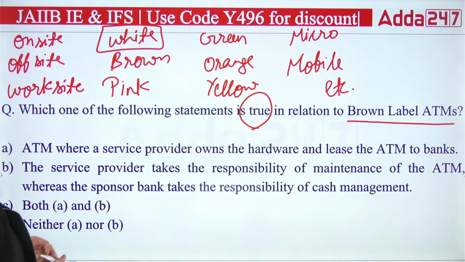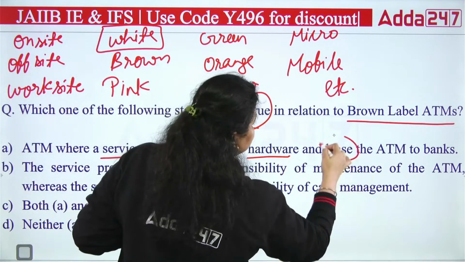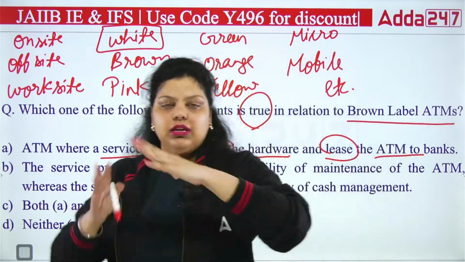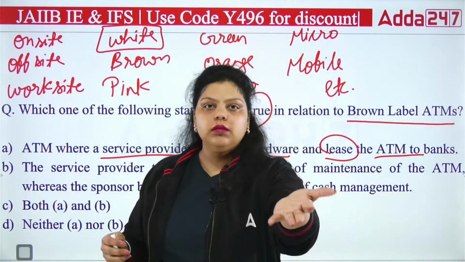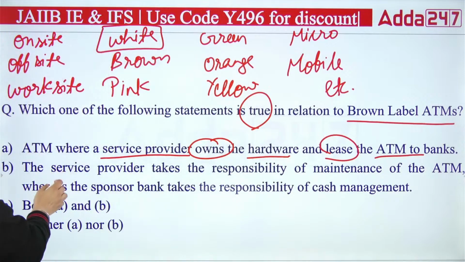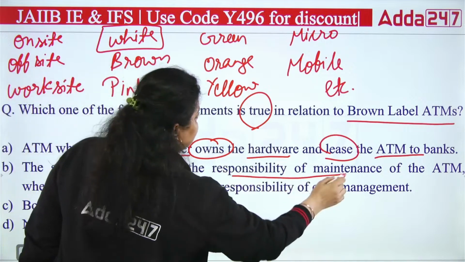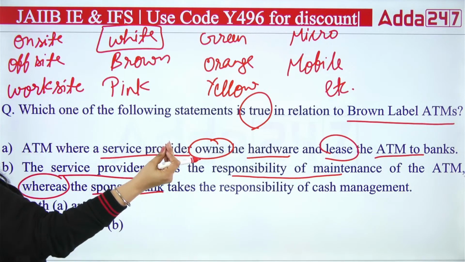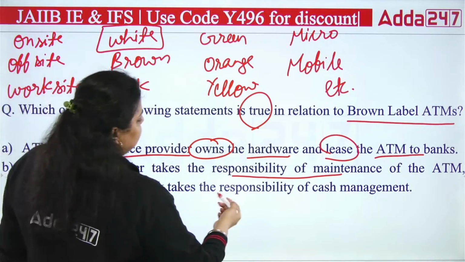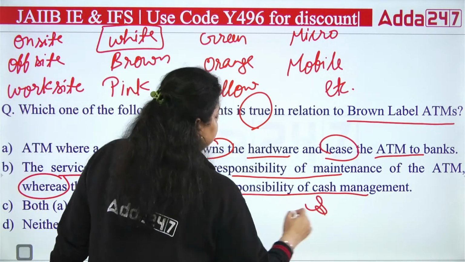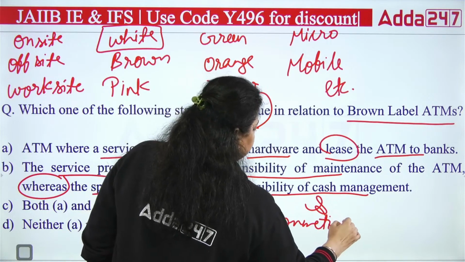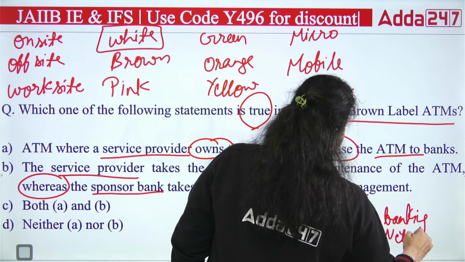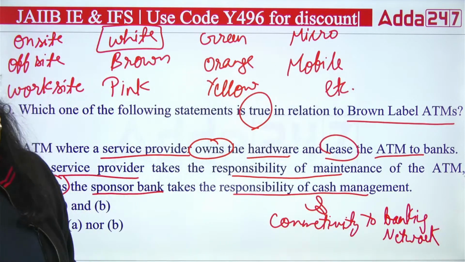The first option says: an ATM where a service provider owns the hardware and leases the ATM to the bank. Lease means you are providing it on rent. So there is a manufacturing firm that manufactures the hardware machine and then rents it to the particular bank. Next, the service provider takes responsibility for maintenance of the ATM, whereas the sponsor bank, the bank taking that ATM on rent, takes responsibility for cash management as well as connectivity to the banking network. These 2 things will be provided by the sponsor bank.